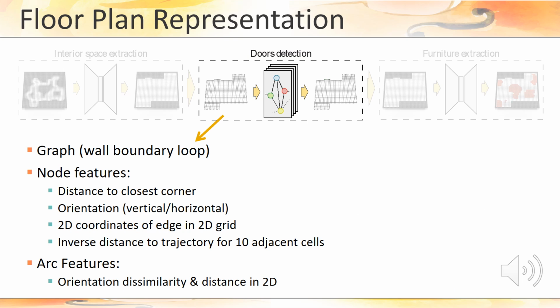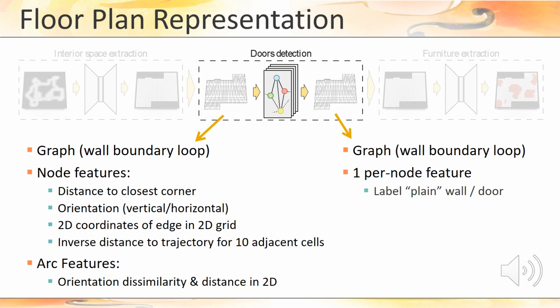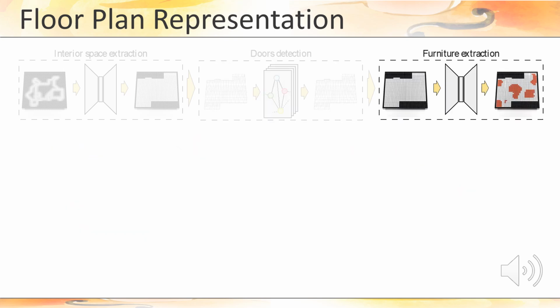We also set 2 features on each arc of the graph based on the properties of the edges corresponding to the arc endpoints. These are a measure of dissimilarity between the edge orientations and the distance between the edge positions on the 2D grid. The output of the network is also a graph with the very same structure, but with only one feature per node. That is, a binary label denoting whether the corresponding edge on the grid belongs to a wall or to a door. The furniture extraction network is also area-oriented and therefore also uses image-based representations as input and output.